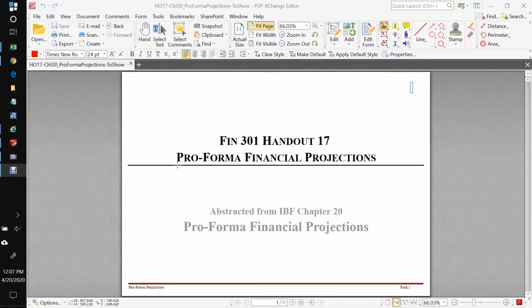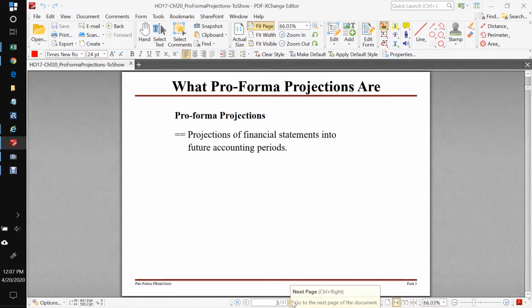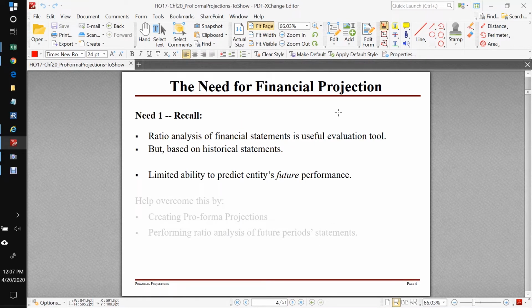Okay, so pro forma financial projections. What are pro forma projections? They're simply projections of our financial statements into future accounting periods. And why do we care? Why do we want to do this? You should always be questioning, why is he torturing us with this stuff? Well, there are a couple needs for financial projections, pro forma projections.